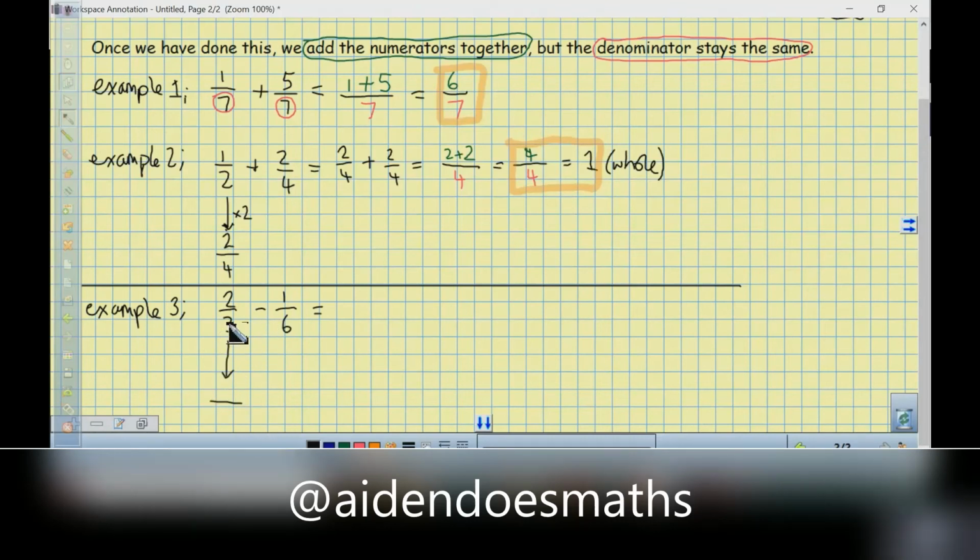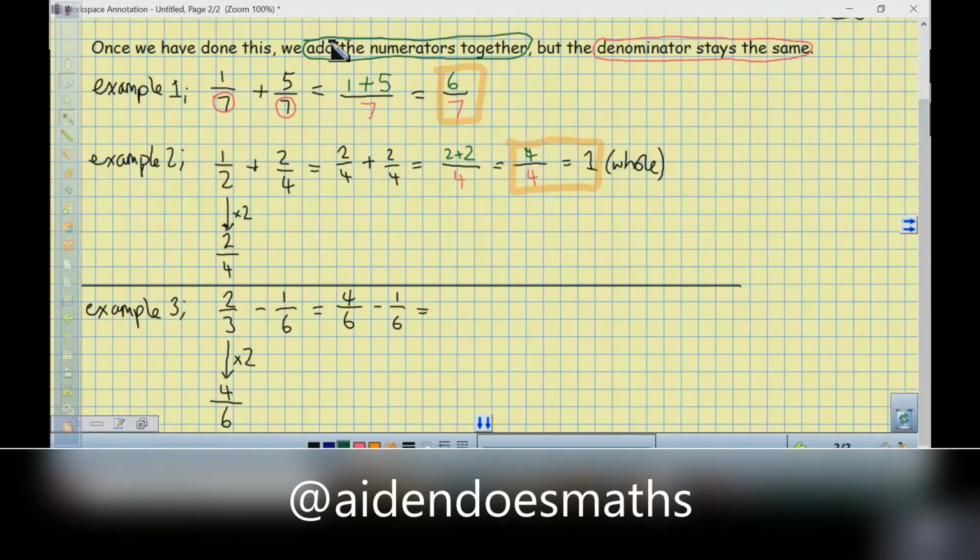Okay, so I know that 3 does go into 6, so 6 is a multiple of 3. And to get 3 into 6, we need to multiply it by 2. So actually, we just need to change the first fraction to an equivalent fraction. So we double it, times by 2. To get 6, we need to multiply our numerator by 2 as well, which gives us 4. So this equation is the same as saying 4/6 minus 1/6. Now they've got common denominators, so we can solve it.